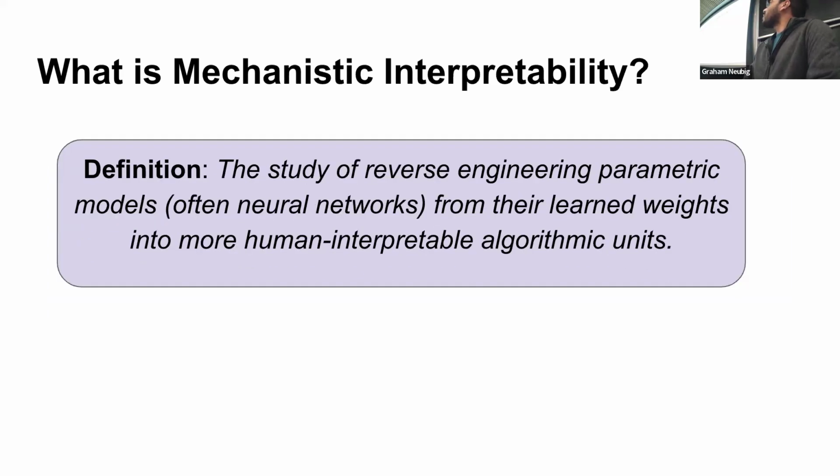You've probably heard of the term mechanistic interpretability. It's, in my opinion, a subfield of model interpretability. And this is my definition. It aligns reasonably well to the core mechanistic interpretability people. It's the study of reverse engineering parametric models, often neural networks, because that's what we use, from their learned weights into more human interpretable algorithmic units. Often they call these things circuits. And these are basically functions that you can describe in a human interpretable way that sit inside models.